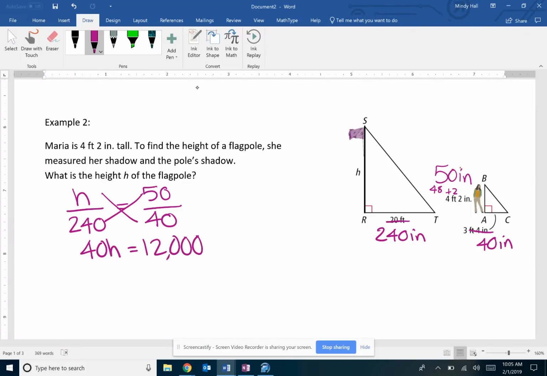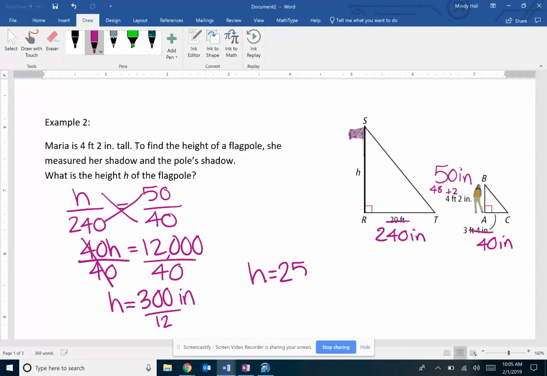And then to solve this, we have to divide by 40 to undo that multiplication. So then we have H equals 300 inches. Now, even though it's tempting to stop there, remember we have to convert it back to feet. So we'll just divide 300 by 12, and that'll give us that the height of the flagpole is 25 feet even.